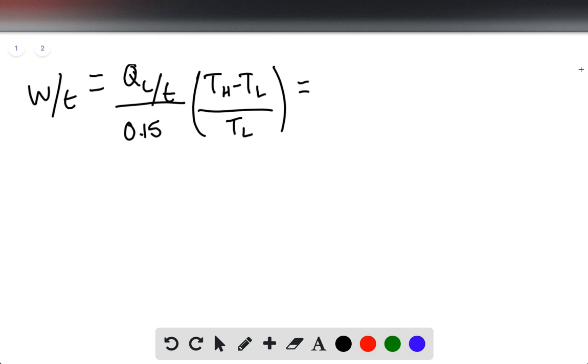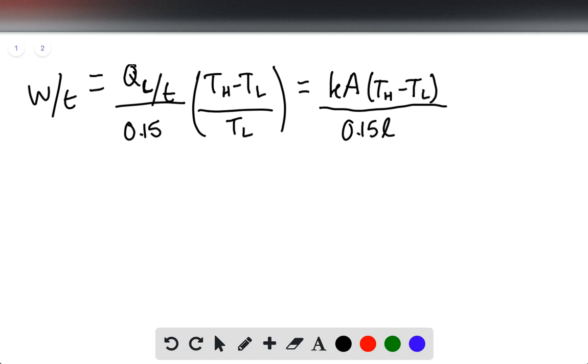And we can substitute for Q sub L over T and say that this is going to be equal to K, the thermal conductivity, times the area, times the higher temperature region minus the lower temperature region, divided by 0.15 times the thickness, and we'll have times (T sub H minus T sub L) divided by T sub L.